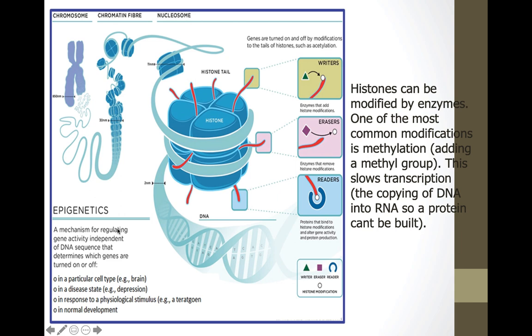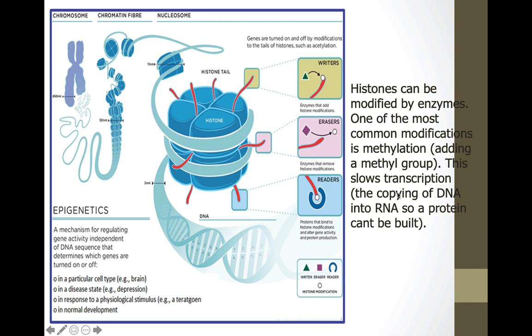So histones can be modified by enzymes. One of the most common modifications is methylation. This is very important. Methylation, adding a methyl group, is a way of inhibiting certain genes. So you add this methyl group, and this gene is no longer transcribed. So this slows or even halts transcription.